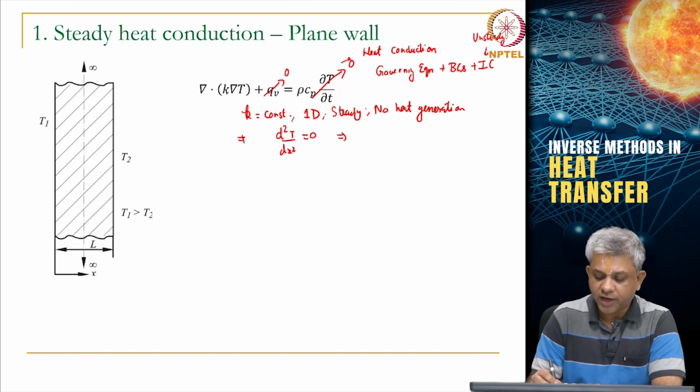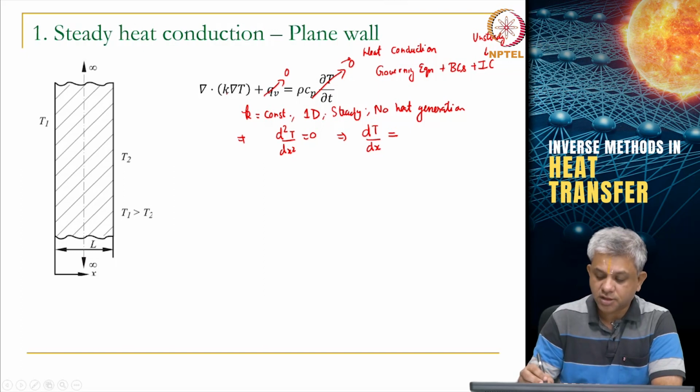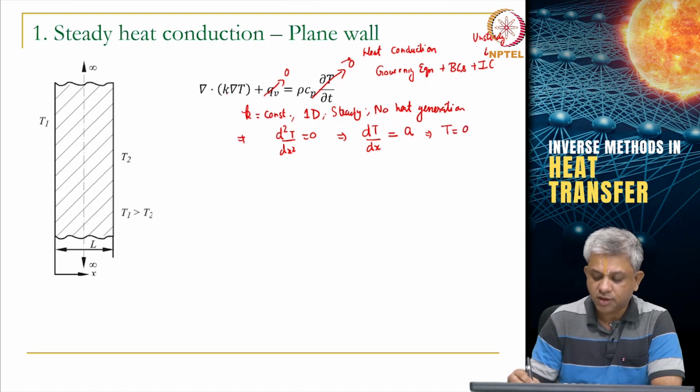If you integrate it once, you get dT/dx is a constant, let us say A. You integrate it once more, and this gives you T is Ax plus B. This is the most general solution.